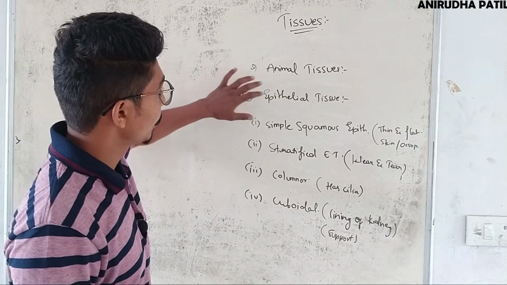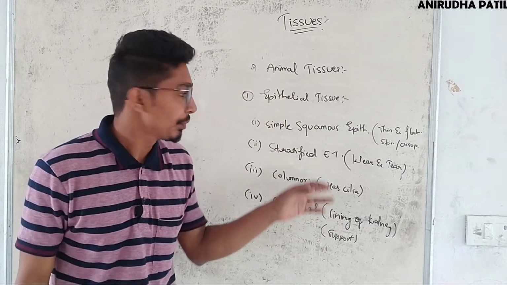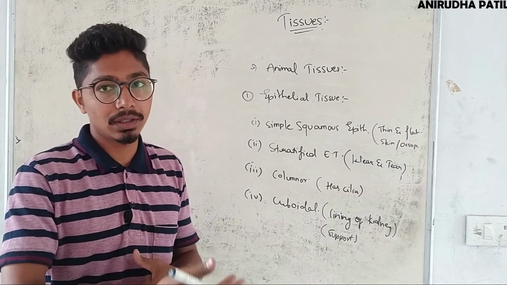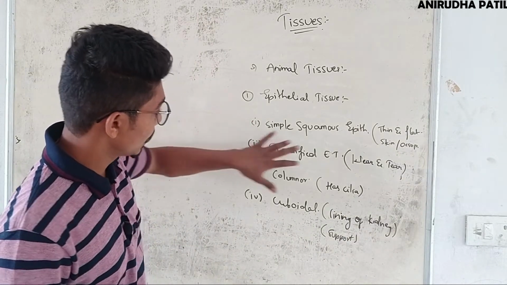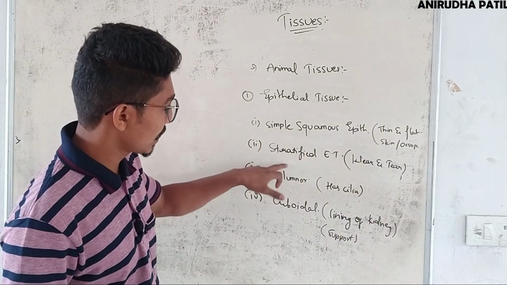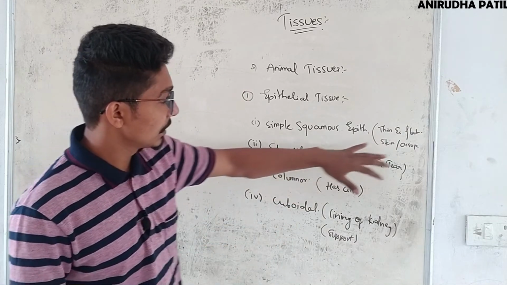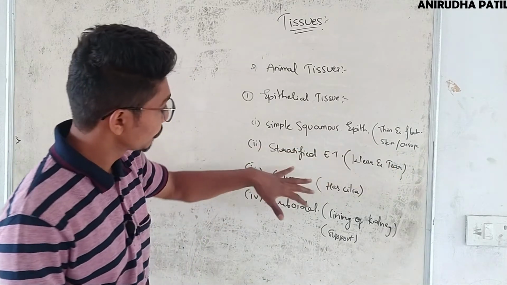Now we will see about animal tissues. First one is epithelial tissue, and it's the protective tissue, and it separates the organs from the external environment. So there are 4 types of epithelial tissue. One is simple squamous epithelial, then stratified and columnar, and one is cuboidal. So simple squamous epithelium is thin and flat and is present in most parts, like skin and esophagus.